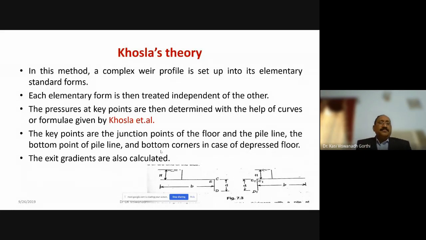So the key points are the junction points of the floor and the pile line, the bottom point of the pile line, and the bottom corners in case of depressed floors. The exit gradients are also calculated. You have different cases, like you may have a pile at the downstream end, you may have a pile at the upstream end. The actual wear profile that you take may be a combination of all these, and it will be separated into several elementary profiles.